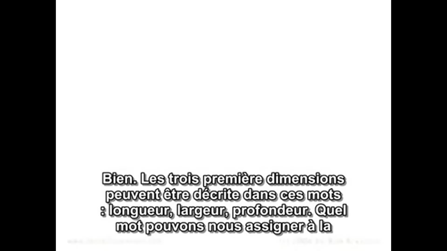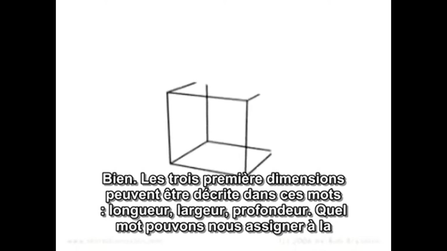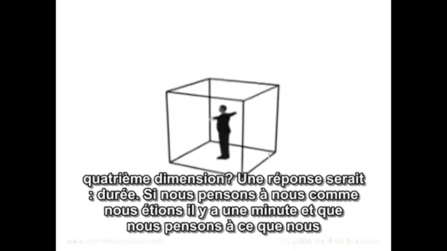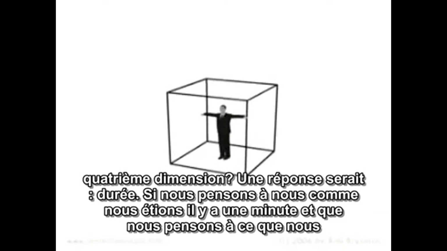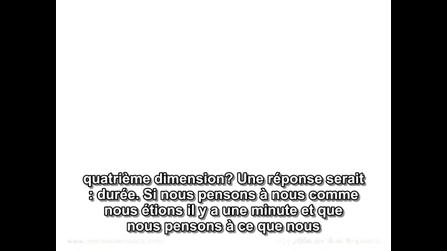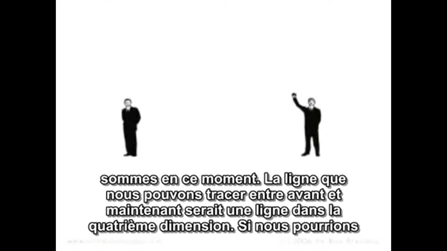The first 3 dimensions can be described with these words: length, width, and depth. What word can we assign to the fourth dimension? One answer would be duration. If we think of ourselves as we were 1 minute ago, and then imagine ourselves as we are at this moment, the line we could draw from the 1 minute ago version to the right now version would be a line in the fourth dimension.